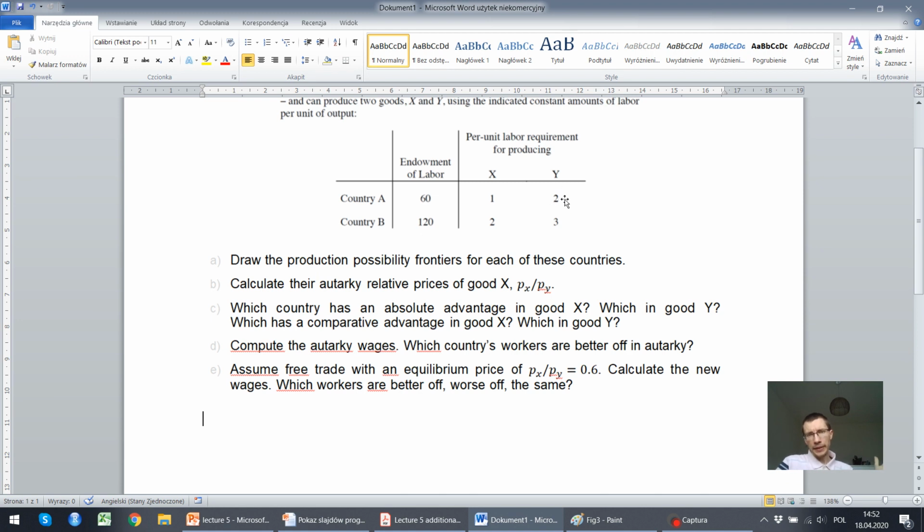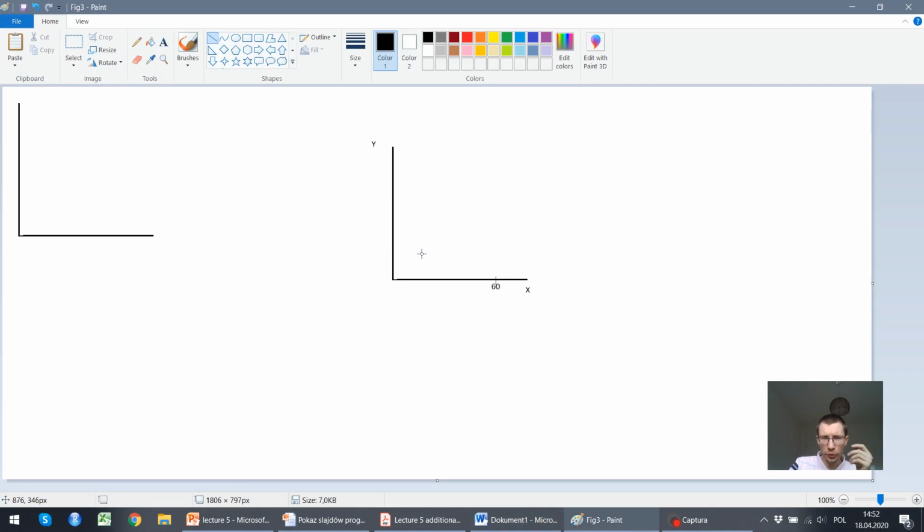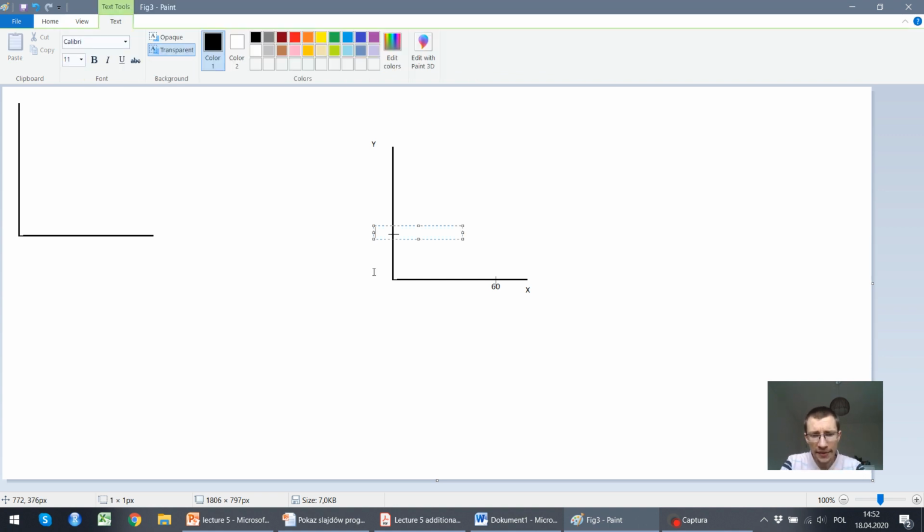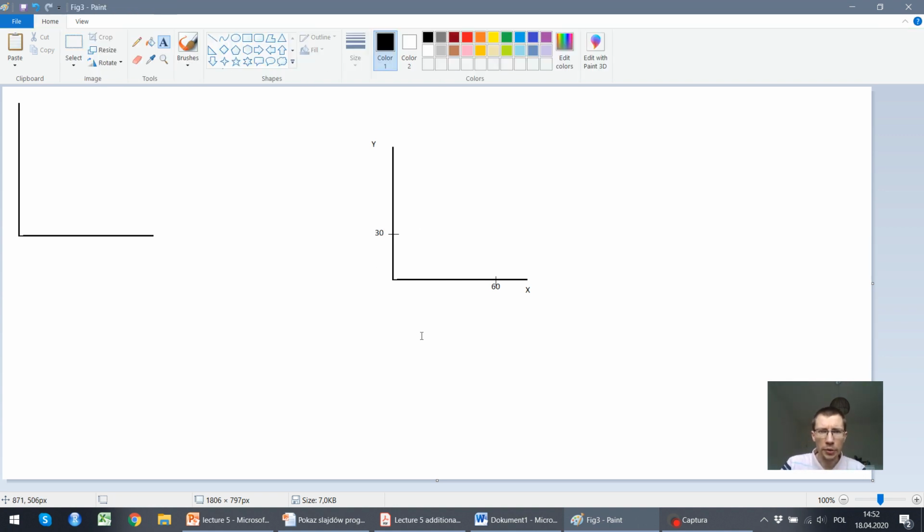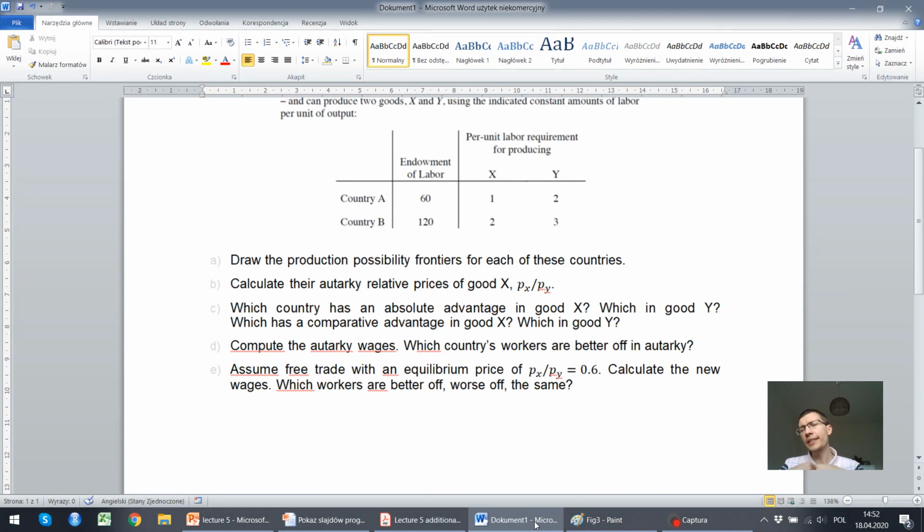All right. On the other hand, if all the resources in country A go into production of good Y, the country can produce 30 units of good Y, which is simply the total labor endowment divided by per unit labor requirement. Okay, so 30 units of good Y, this is the maximum that can be produced in country A. And this gives us a very simple production possibility frontier. Note that in the simplest Ricardian model, the technology of production is linear in labor. All right, what does it mean?